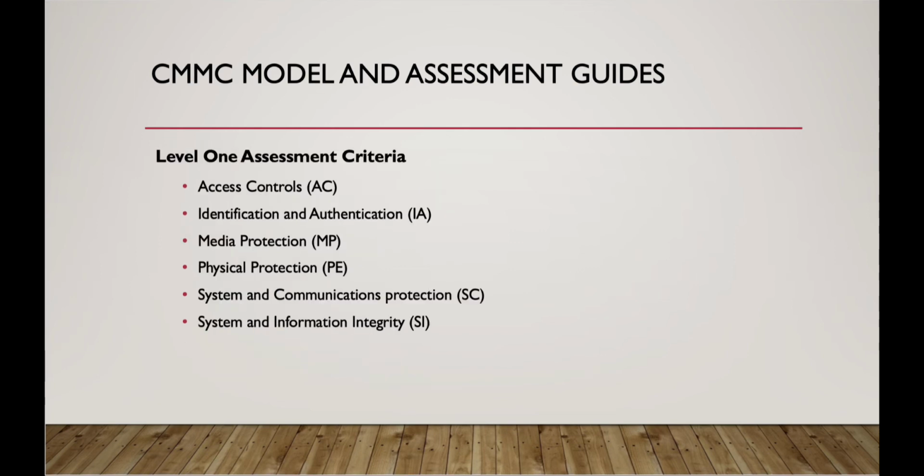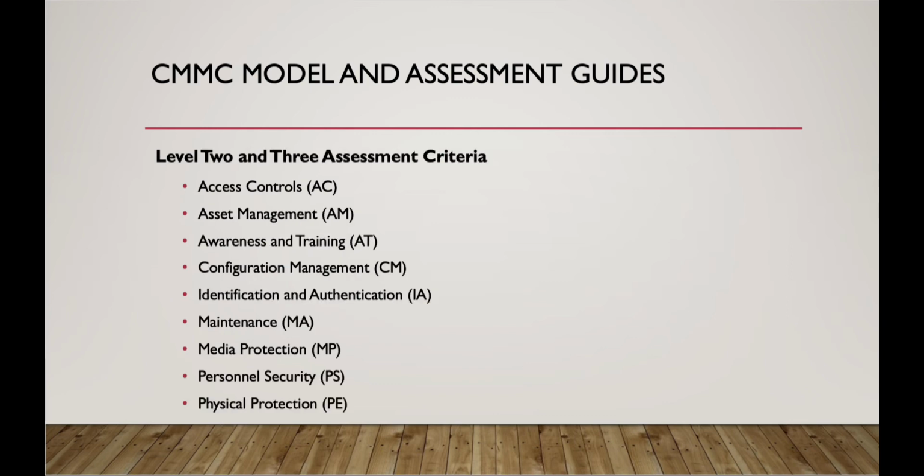Level 1 assessment, this is the breakdown. There are about 6 different criteria that they focus on. Again, it's not super in depth, but you have to meet this aspect. A lot of it comes down to: do you have controls in place? Do you have physical controls in place? Do you have policies and procedures in place? And do you have a way to identify and authenticate individuals?